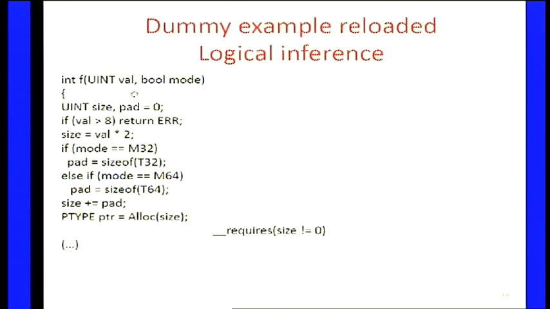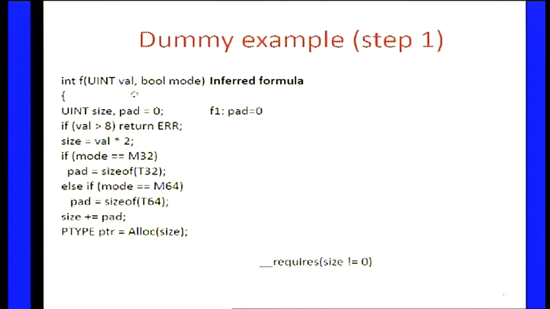Let's take this example, exactly the same example. Pad is 0, so this is an atomic formula where pad is 0. We call it F1. Then we have the formula F2, that is a conjunction of F1 and size equals vals times 2, and val is smaller or equal to 8. So this is just derived from the syntax of the program, right?